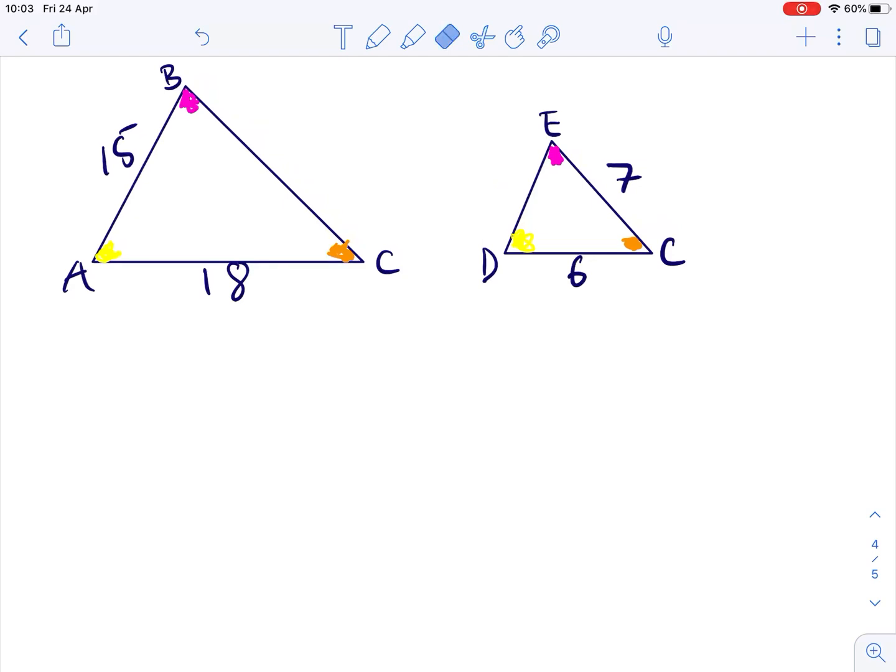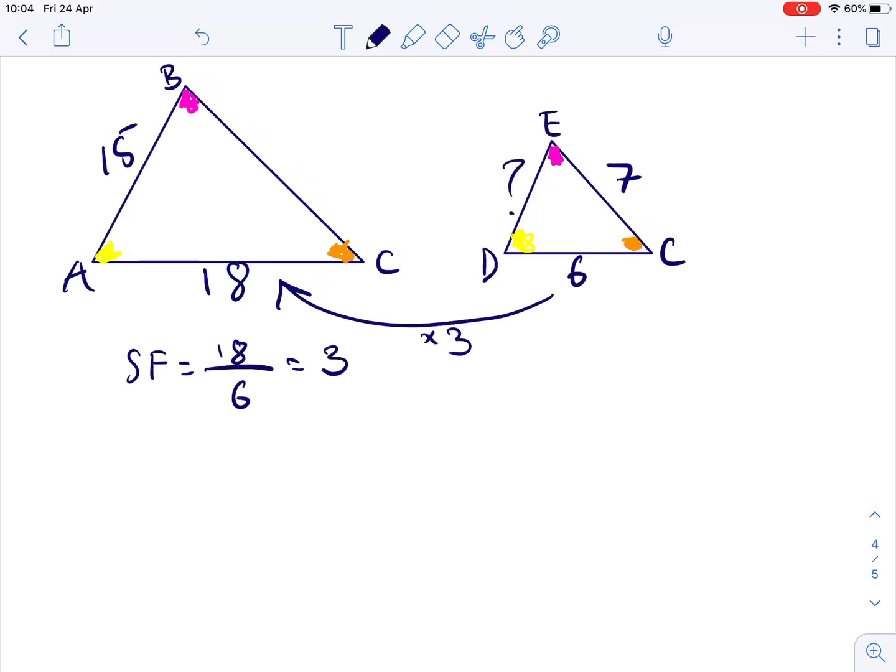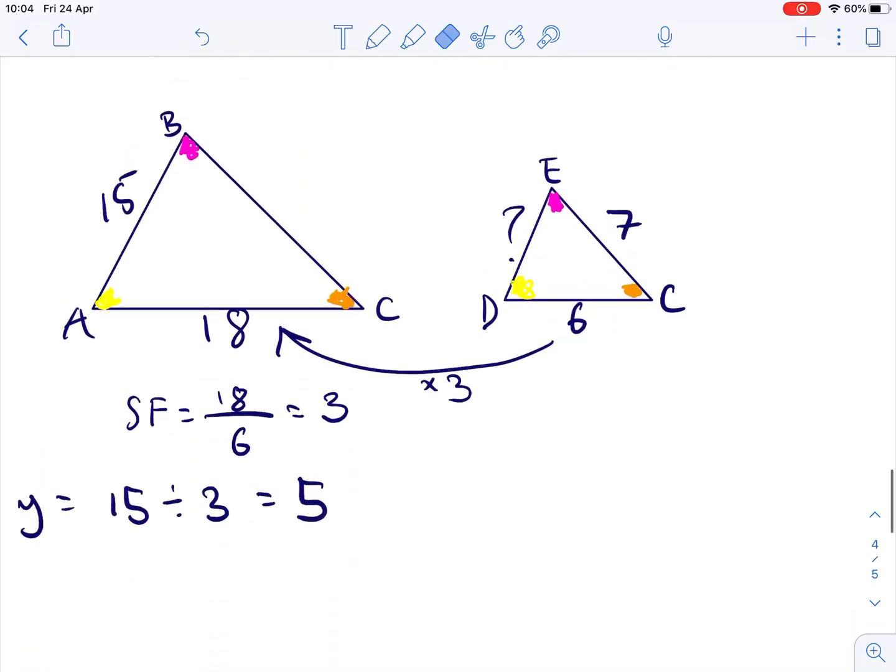So again, I'm going to have a look at my scale factor between the two shapes. These two sides are corresponding. I can work out the scale factor by doing the longer side divided by the smaller side, 18 divided by 6, which is 3. So to work out D to E, I can do 15 divided by 3, which is 5. And I think that was our value for y. Let's just have a look. Yeah, it was our value of y. I don't know what's happened to y there.